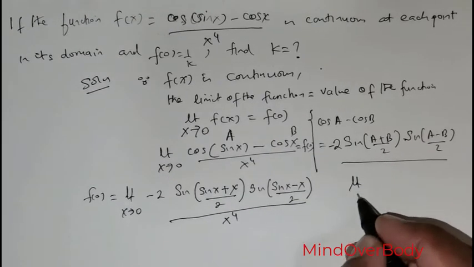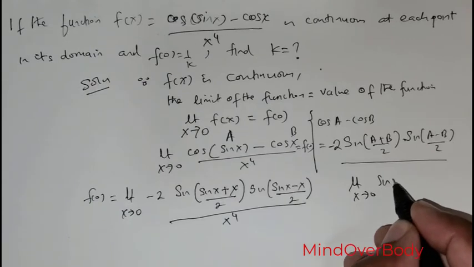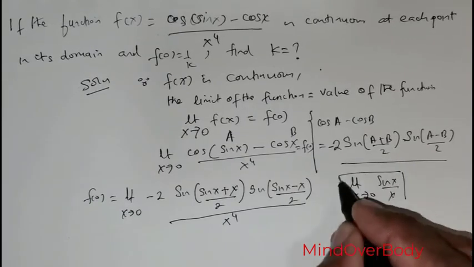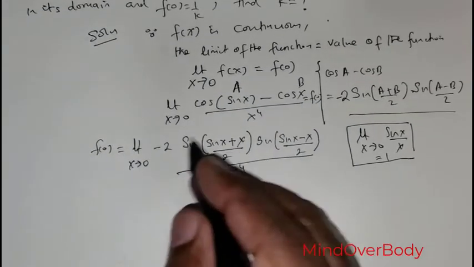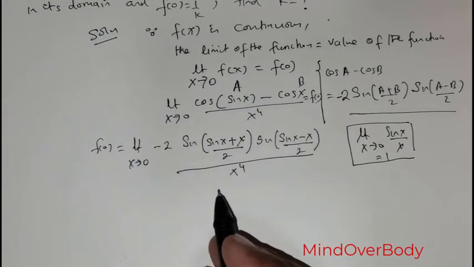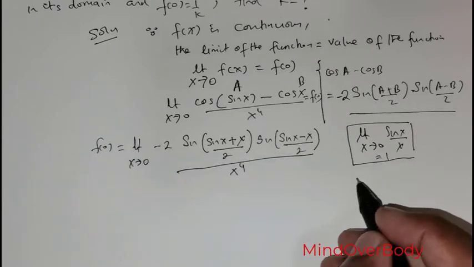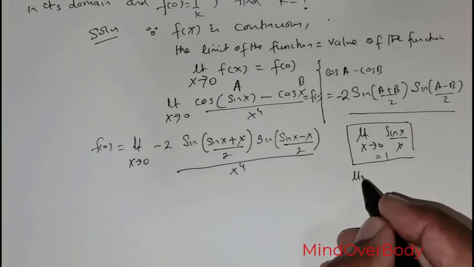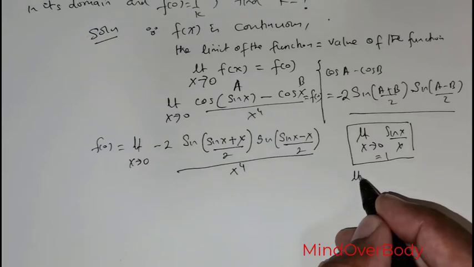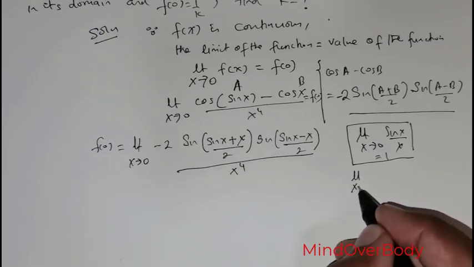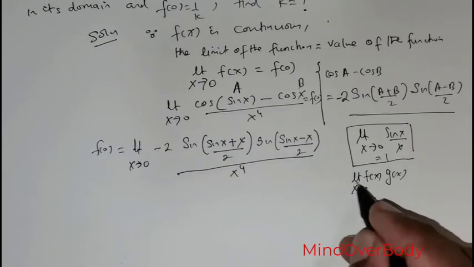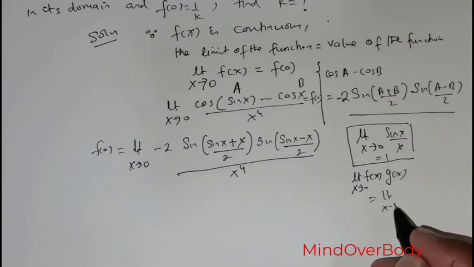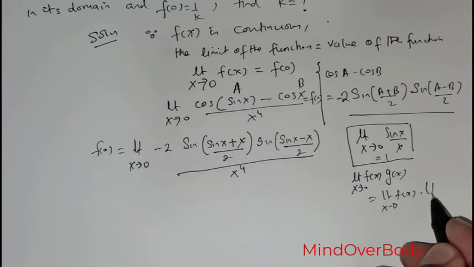Now I'm going to use this concept, limit x tending to 0 of sin x divided by x, which we know will be equal to 1. So I have to get that. So what I'm going to do is use this law: say you got two functions here, limit x tending to 0 of f of x times g of x. Limit of the product is equal to product of the limit. I can very well do this.